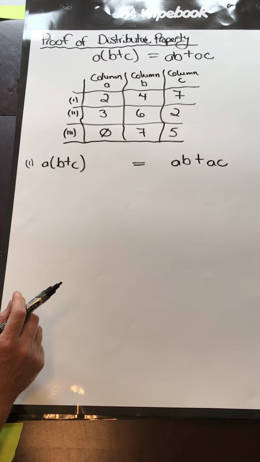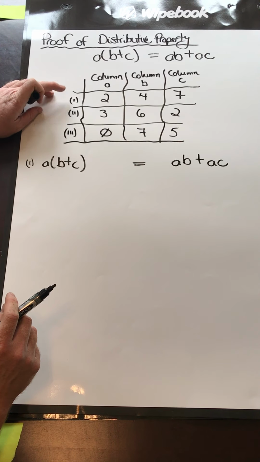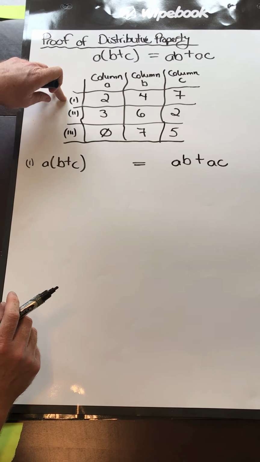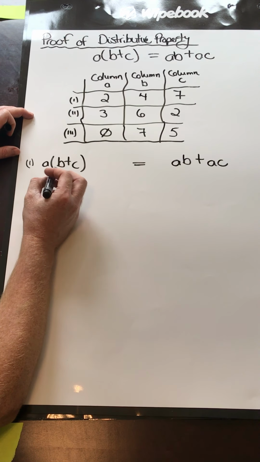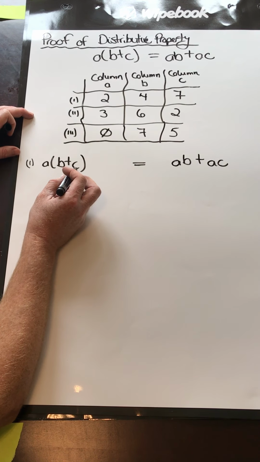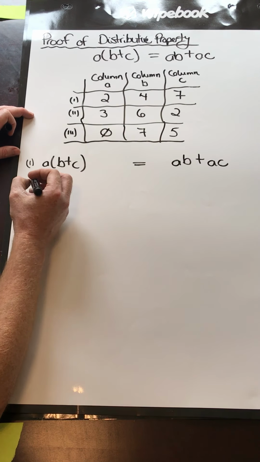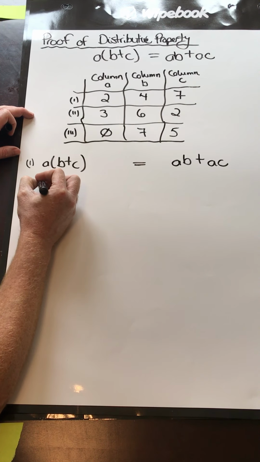So the first one that I'm going to use is for row 1 here, and I'm going to use the numbers in row 1 in column A, B, and C. So I have on the one side A times bracket B plus C bracket. So what am I going to do? I'm going to substitute.